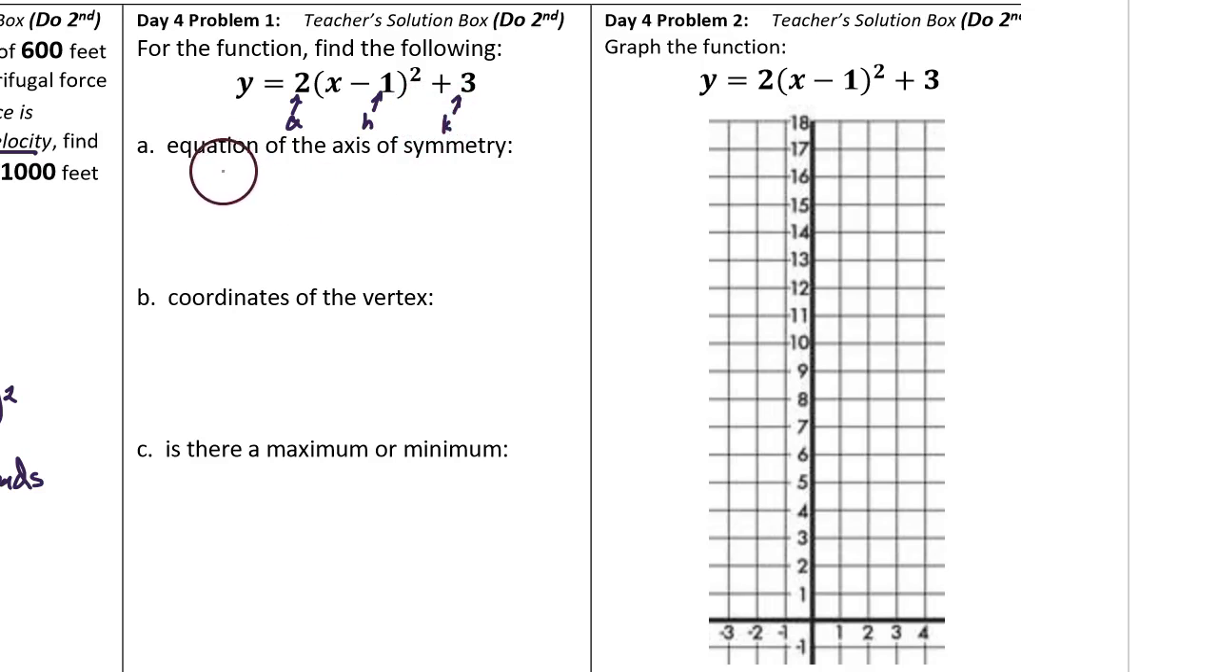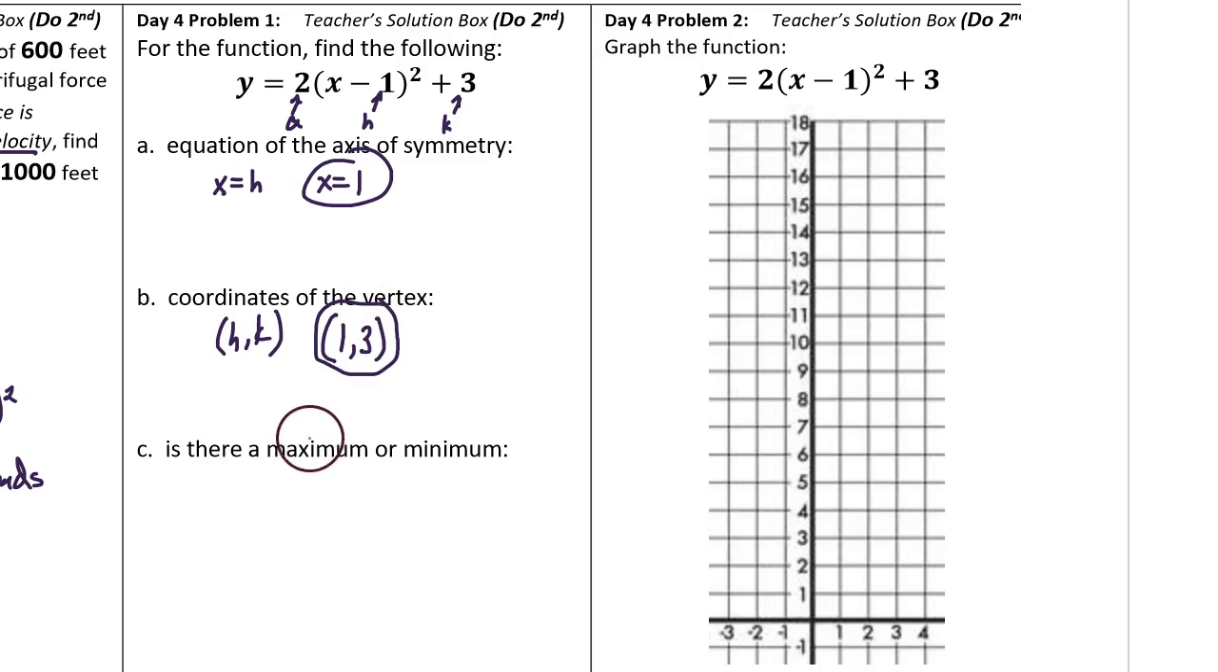The equation of the axis of symmetry is x equals h. So for our question, it is x equals 1. The coordinates of the vertex are h comma k. So for our question, our vertex is located at 1 comma 3.